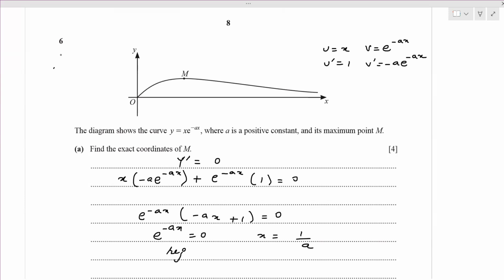Question में रखेंगे to calculate the value of y. x की जगह 1 over a, e power minus a times 1 over a, cancel out. So y is equal to 1 over ae. These are the coordinates of M in terms of a. 4-mark question of differentiation.